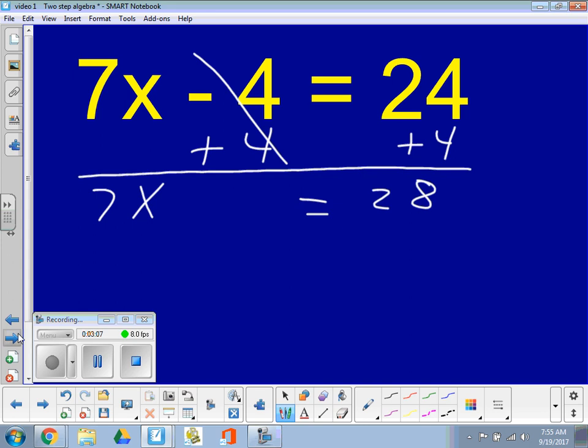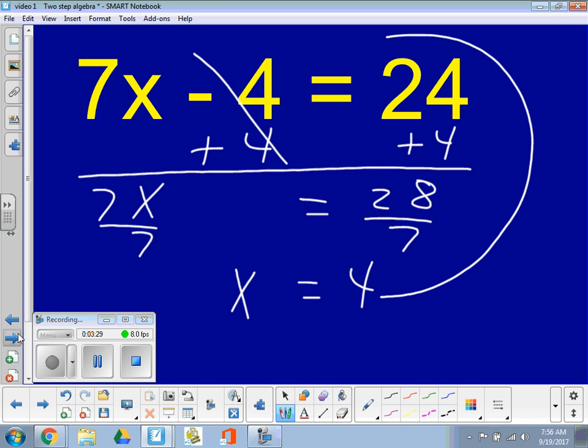The opposite of multiplying by 7 is divide by 7. 7 divided by 7 is 1x, but we just write that as x. And 28 divided by 7 is 4. Once again, we have our variable, or our letter, x equal to a number, 4, and we've solved the equation. What we can then do is go back and take that 4 and plug it back in for x. So we're saying this x is really a 4.